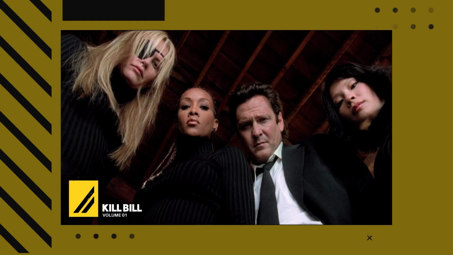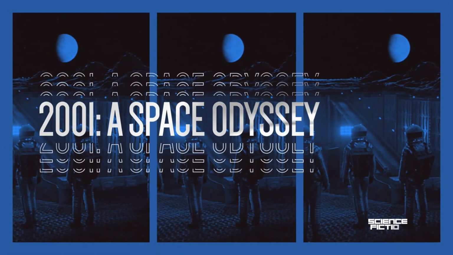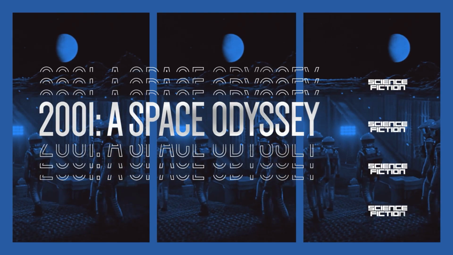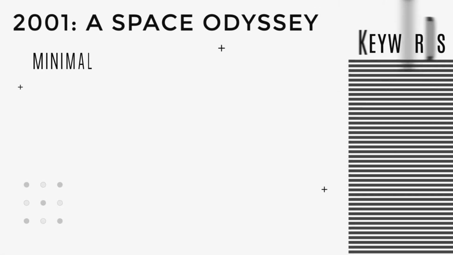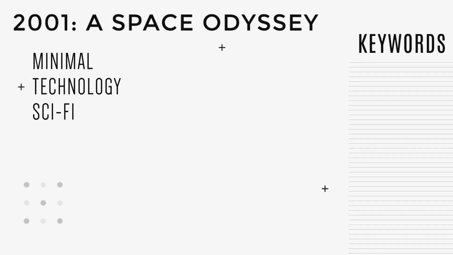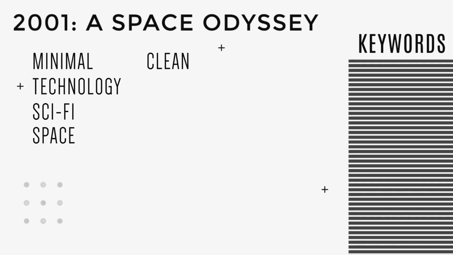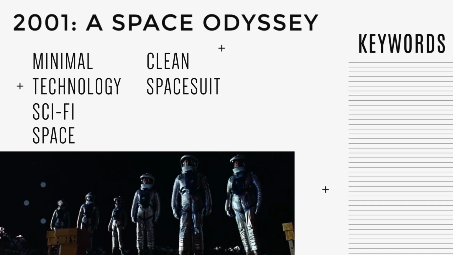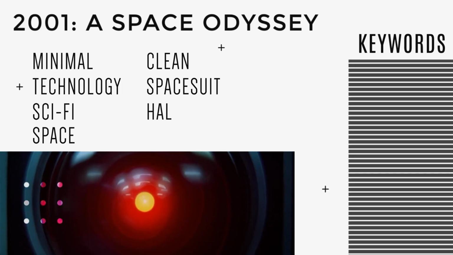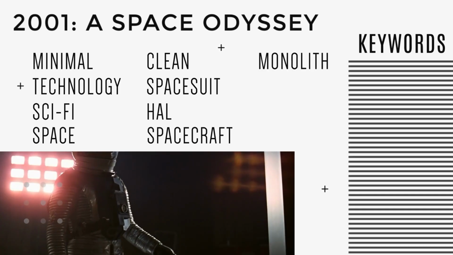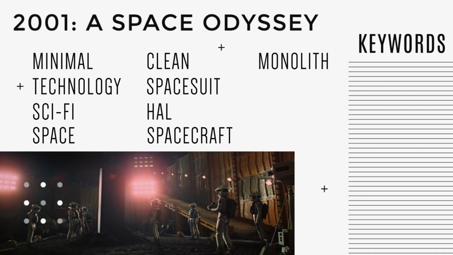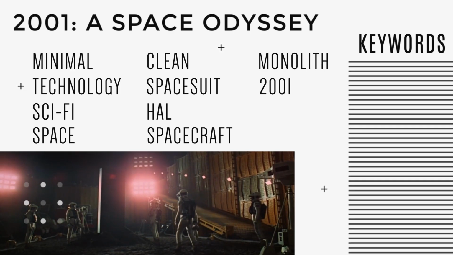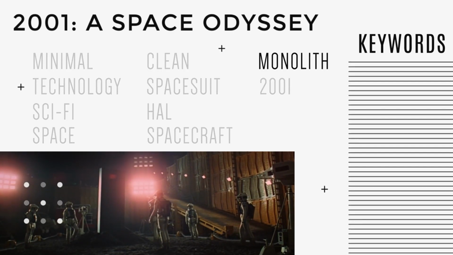So have you guys seen the movie 2001: A Space Odyssey? It's one of my favourite science fiction movies, and it's just simply so unique. The key words I generated for this were minimal, technology, sci-fi, space, clean, because a lot of the scenes in the movie are so white and clinical, especially in the spacecraft itself. Spacesuit, HAL, which is the homicidal AI computer, spacecraft, monolith, which is that rectangular object that's so prominent in the movie, and then 2001. Considering that I'm working on a geometric design, the monolith seemed like a good path to go down for the concept.